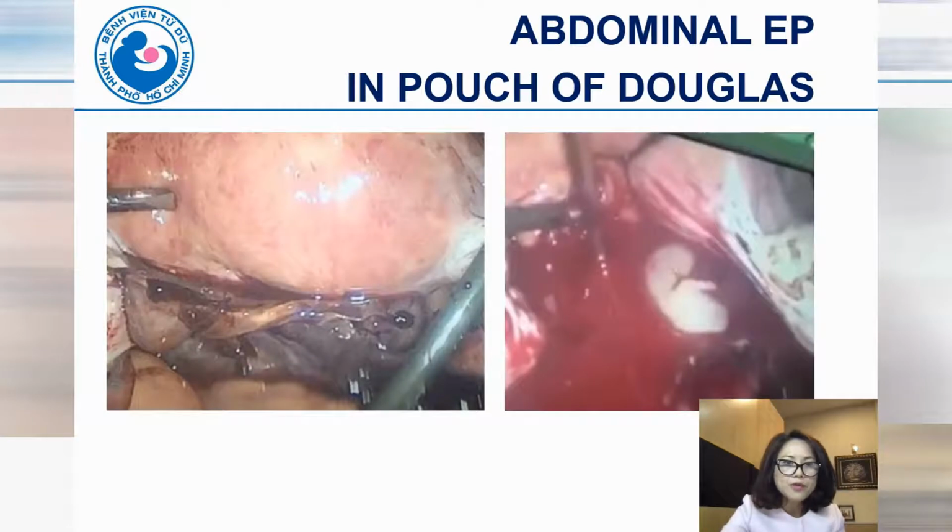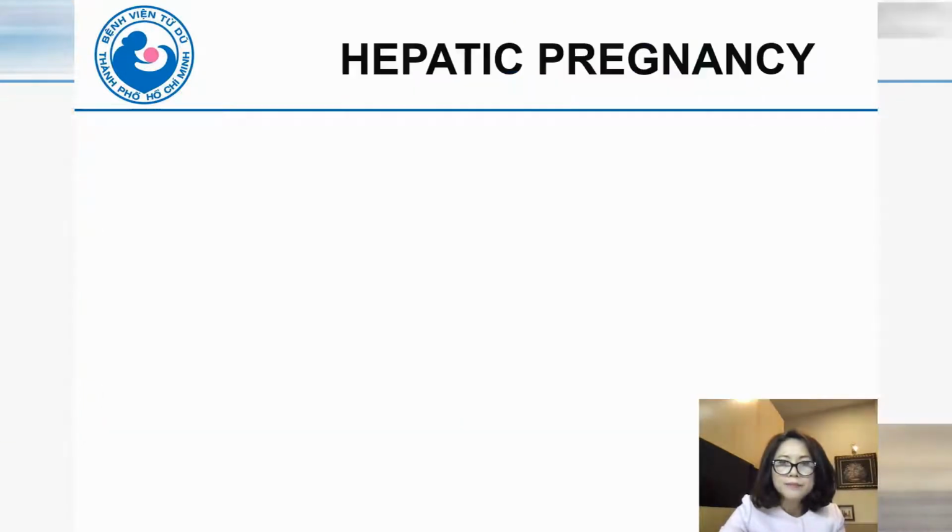And this is the photo from the laparoscopy. We can see the uterus, and beside the uterus, in the pouch of Douglas, we can see the mass. When the overlying clot was removed, we could see the underlying ectopic pregnancy in the pouch of Douglas.